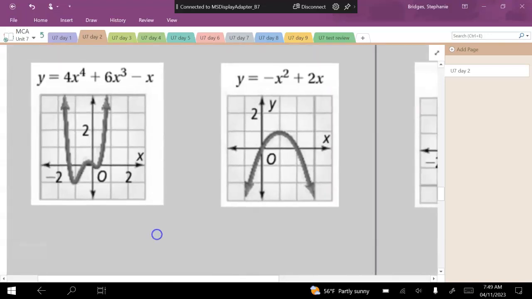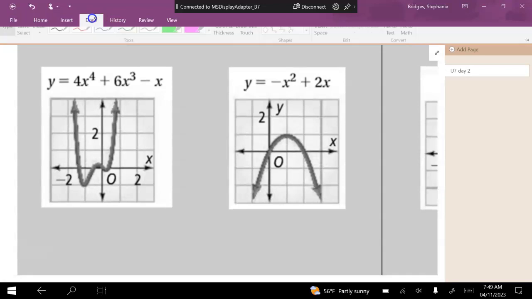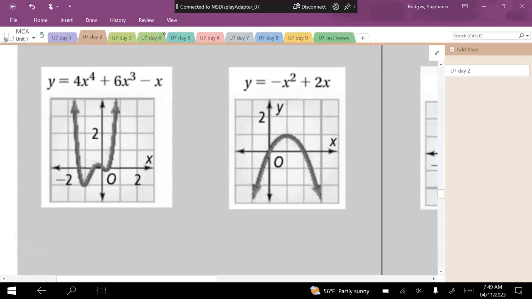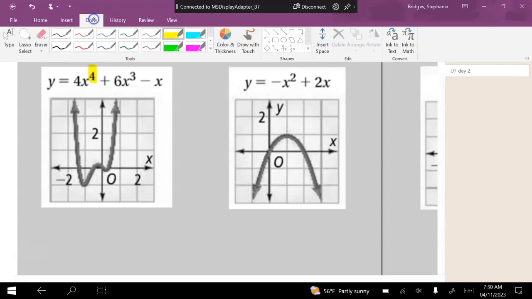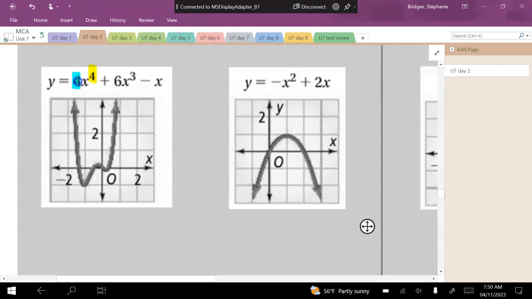Okay, so I'm going to start here. I'm just going to ask you a couple of questions. What is the highest degree term in that first picture? It's an x to the what? Fourth, right? So that would be an even degree. So it's either going to be up and up or down and down. And we base the rest of that off of the number in front. Is that number positive or negative? Positive. So it would be going like a parabola, up and up. Even though the graph looks different than a parabola, if you'll notice, your end behaviors are both up there. Does that make sense?